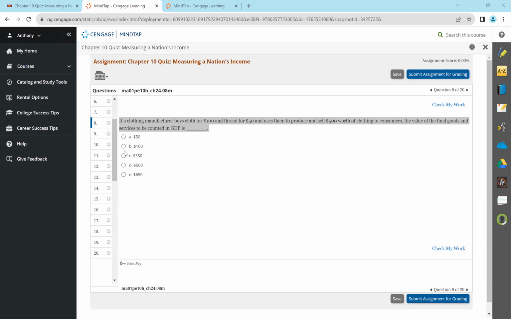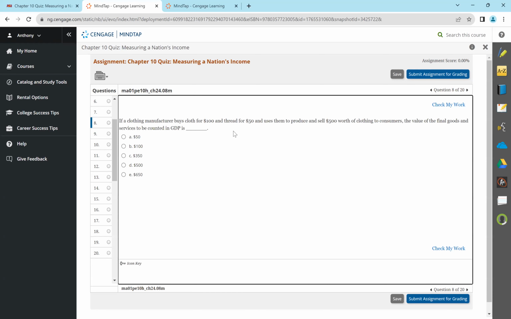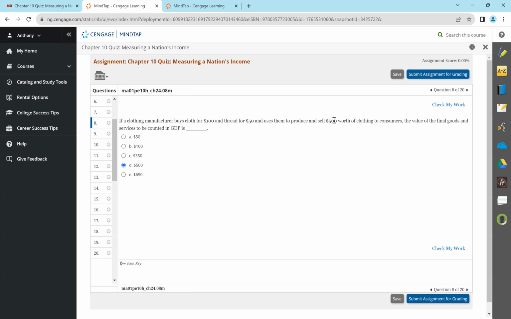So if the clothing manufacturer didn't do anything with it, this would be bad because they haven't done anything. But because they sell it for 500, I believe that is the number that counts towards GDP, not the intermediate stuff. Maybe you had a slide in class on that, that the intermediate stuff doesn't count.